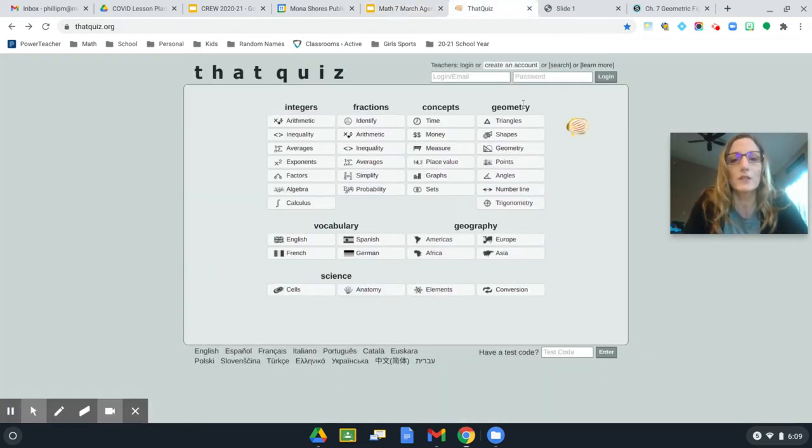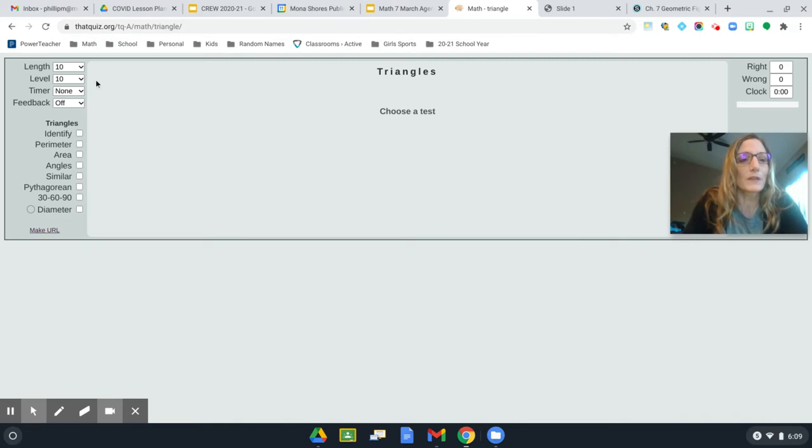You're going to go back to the geometry column here and go down to triangles and choose triangles. On the left-hand side, go ahead and stick with a length of 10. And it's up to you. These levels don't differ too much. Maybe start middle of the road or a little bit lower. I'm going to just say, let's say level 6.